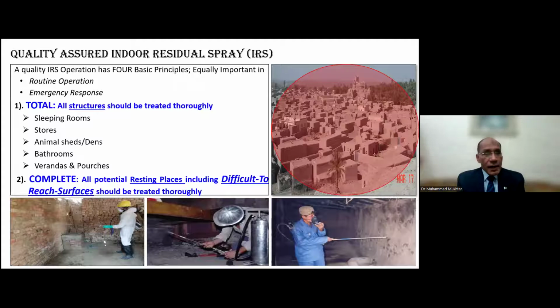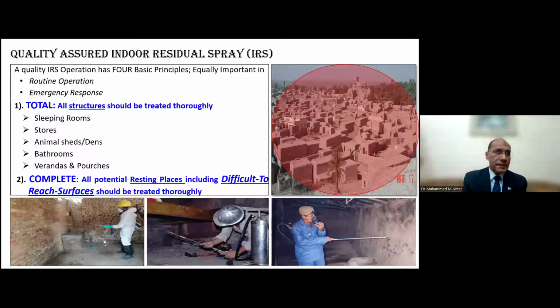Yes, here the quality IRS operation has 4 basic principles, equally important in the routine operation as well as in the emergency response. The first is total. Total means all the structures in the selected area, all the households in the selected area must be treated thoroughly. Within the household structure, all the sleeping rooms, stores, animal sheds, bathrooms, verandas, and porches must be treated. And if you leave any place, you are providing a resting place for the mosquito, which means that IRS will not give you the desired impact on the disease transmission.